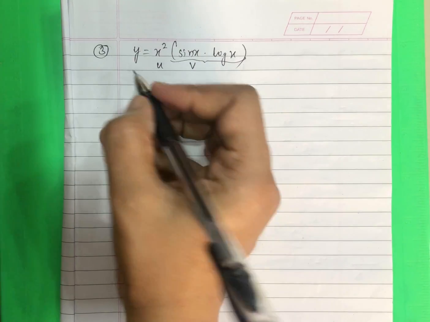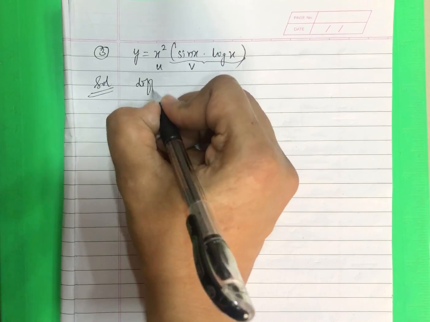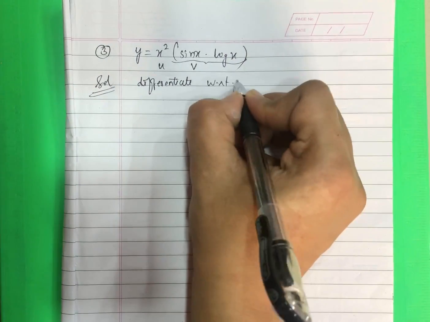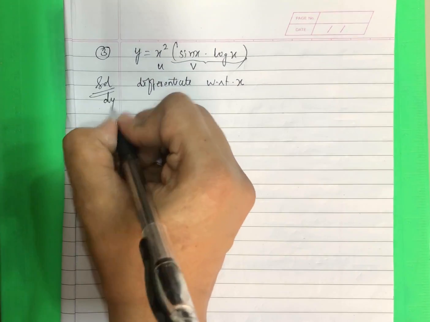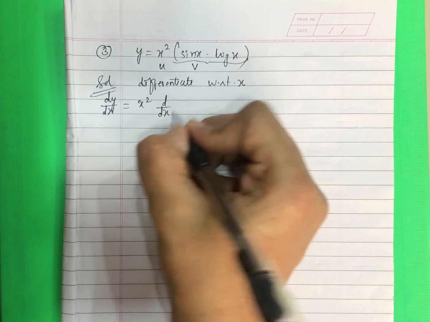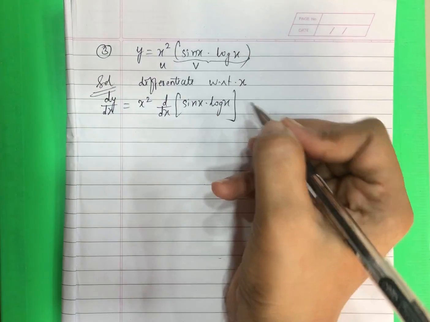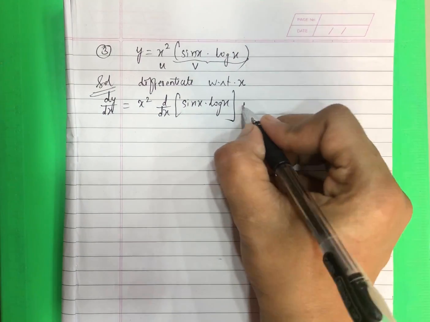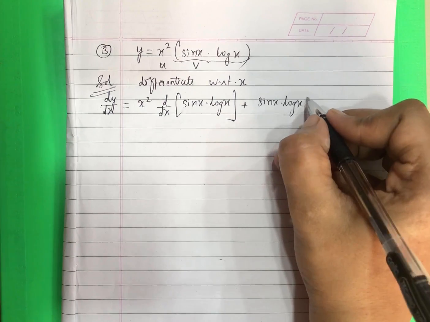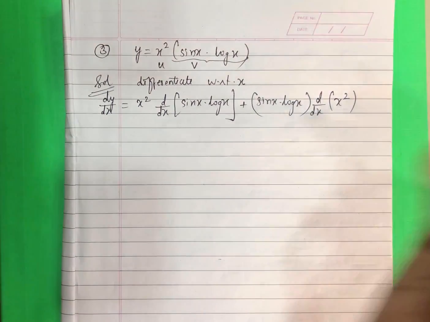Now we know the formula. We have already discussed the formula u dot v. So now differentiate with respect to x. So dy by dx is equal to x square d by dx of sin x dot log x, one bracket, plus here we are having sin x dot log x as the value of v into d by dx of u, that is x square.